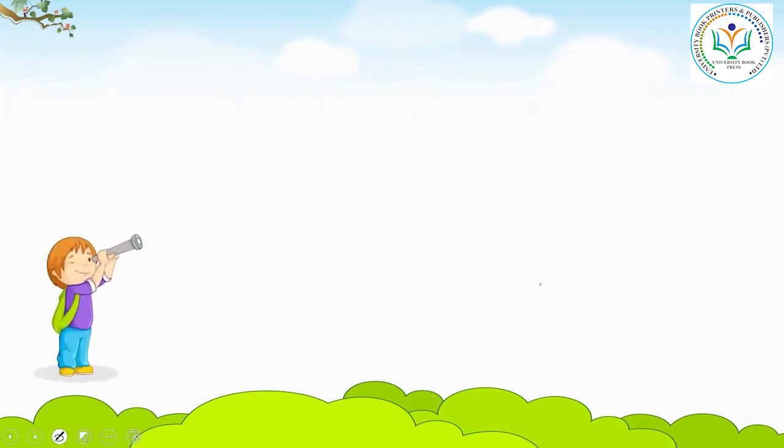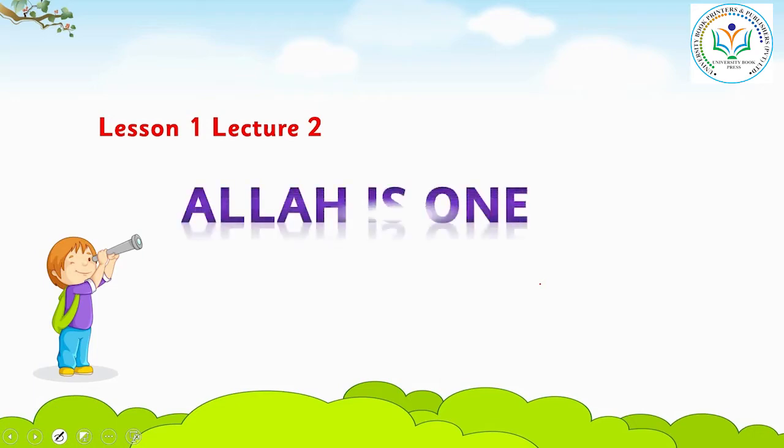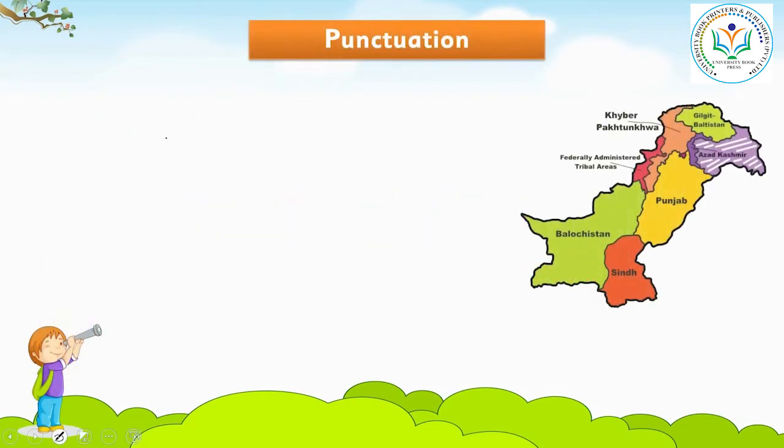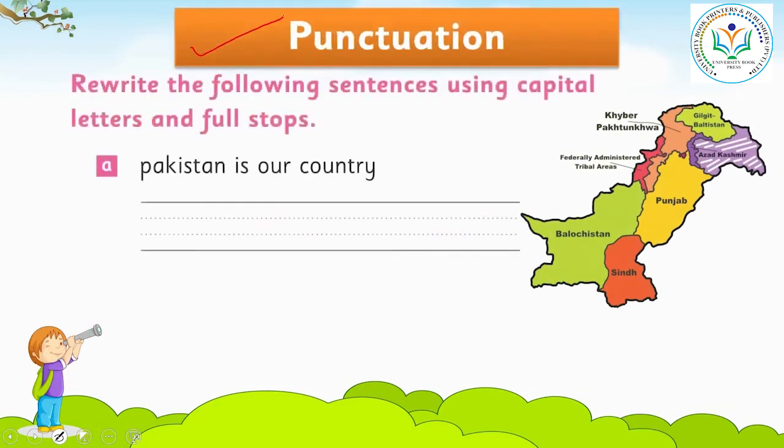So, as I have earlier told you, we are studying our lesson 1, lecture number 2, that is of Allah is one. But before going to start that, our second lecture is emphasizing on what? Punctuation, that is the use of capital letters and full stops in terms of sentences. So students, now I am going to explain to you with examples.